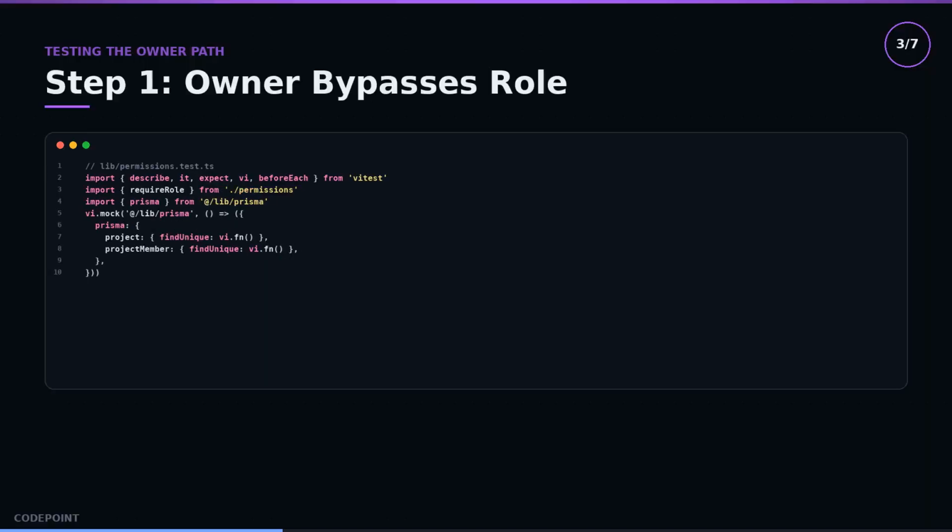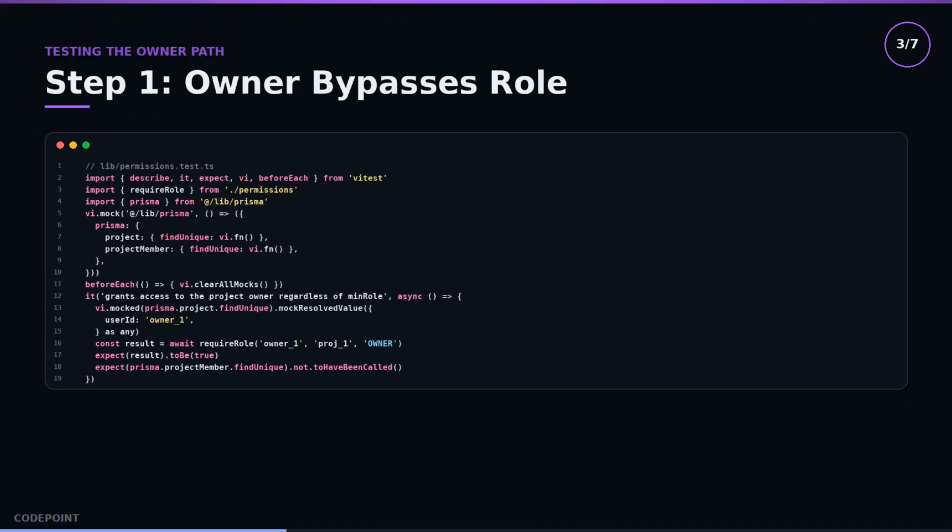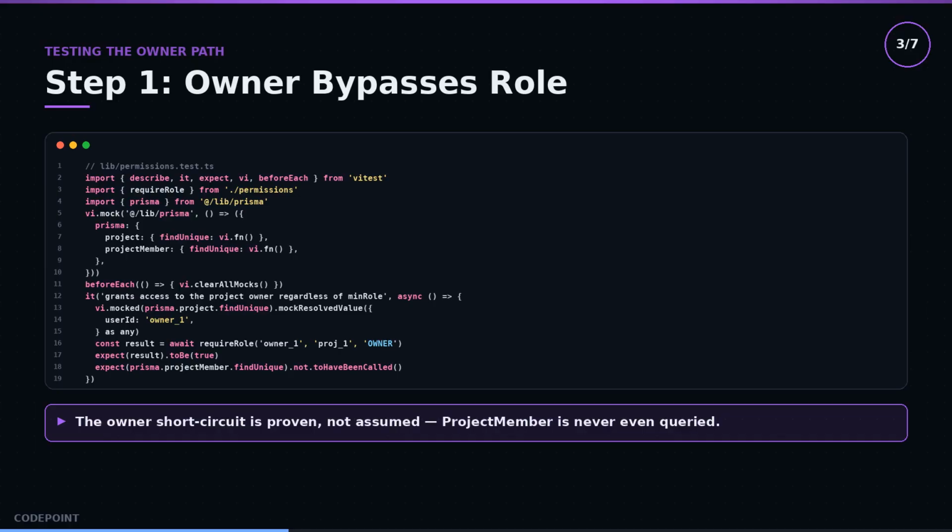Step 1. Owner access bypasses role entirely. lib/permissions.test.ts. Import describe, it, expect, vi, beforeEach from Vitest. Import requireRole from ./permissions. Import prisma from @/prisma. vi.mock @/prisma, prisma: project.findUnique vi.fn, projectMember.findUnique vi.fn. beforeEach, clear all mocks.